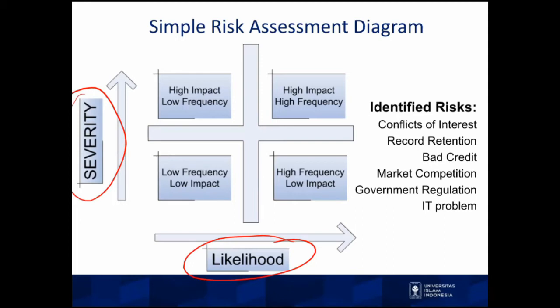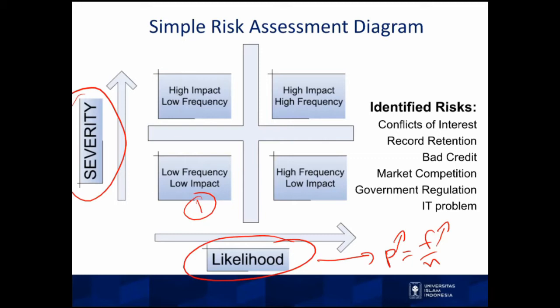So if we develop a simple diagram that consists of 4 quadrants, or 4 situations, the first situation is low frequency and low impact. Low frequency means low likelihood. In some sense, likelihood is a kind of probability. Probability is frequency divided by the number of events, n. It means that if we have high frequency, it will lead to a high probability or high likelihood.